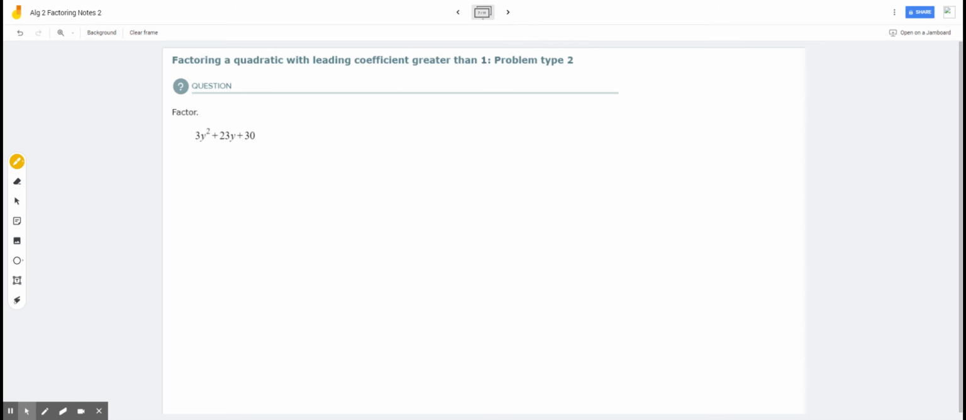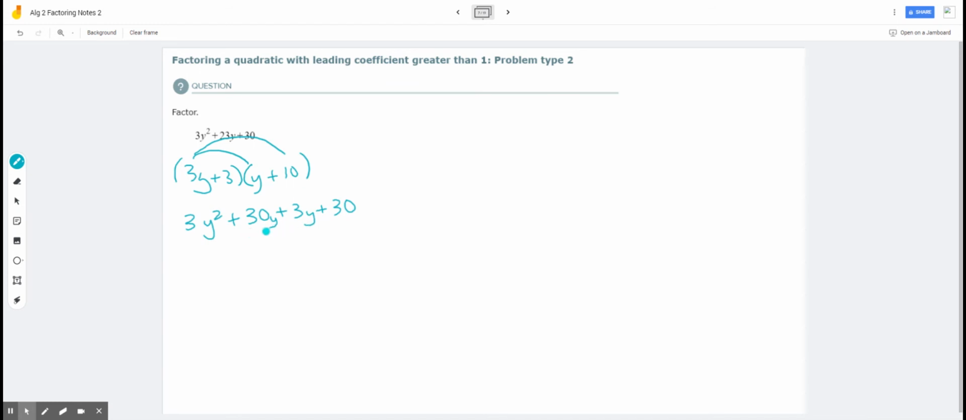Okay, nothing in common. All right, so then you would have to do guess and check. 3y, y, 3 and 10, right? So you're like, okay, here's 3y squared, 30. I'll put pluses because it's pluses. Plus 30 plus 3y plus 30. I got 33. No, even if I subtract them, I'll get 27, not 23.